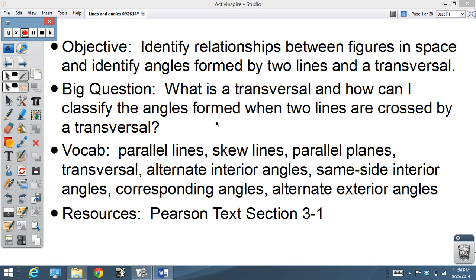Starting off chapter 3 with section 3.1 and getting a lot of vocab in here. You'll notice I have 28 slides and they'll go really quick, though a lot of them we're just going to rattle through. Anyway, our objective is to identify relationships between figures in space, lines and planes, parallel, perpendicular, skew, that sort of thing. And then we will get into a bunch of vocab involving transversals and the relationship between the angles that are formed when two lines are cut by a transversal.